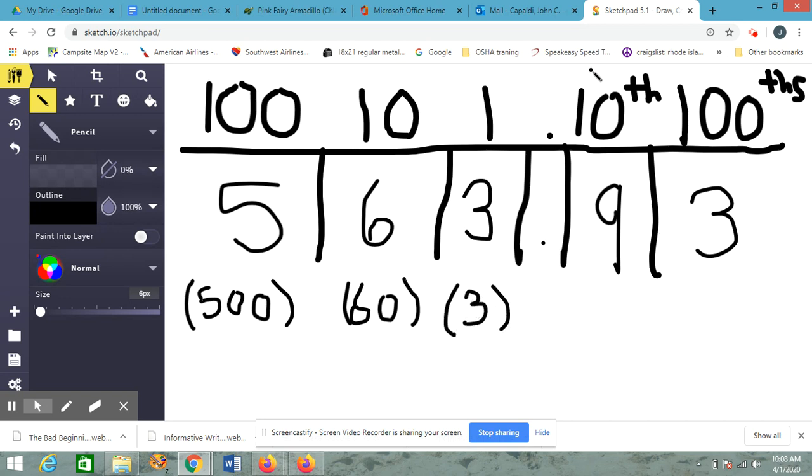And then here's where we get to our new concept with decimals. What's in the tenths place? We only have 9/10. And what does 9/10 look like? Let me put the decimal there. 9/10 is one place value after the decimal. And then 3/100 is 2 spaces after the decimal.